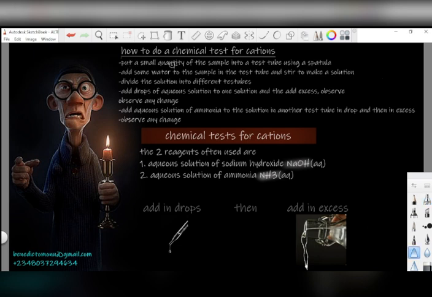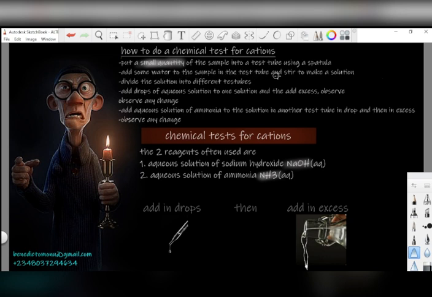You put a small quantity of the sample you want to test, let's say salt or whatever sample it is, in a test tube using a spatula. Then you add some water to the sample. In qualitative analysis, it's always a small quantity we use because we are not measuring quantity, we're looking at chemical behavior, so you don't need to waste. Just use a small quantity, you get the result.